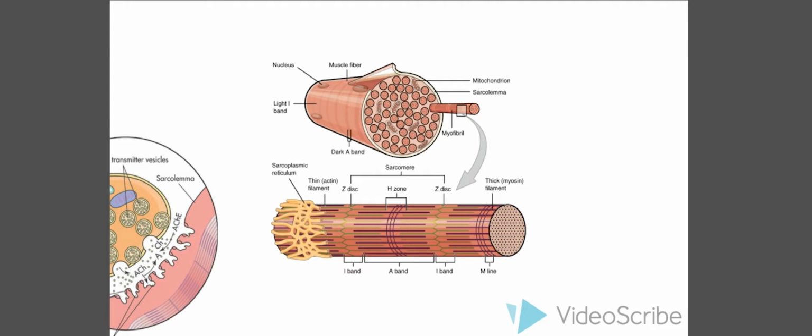Wrapped around each actin filament is tropomyosin. This filament blocks the myosin head from binding to actin. Troponin also sits on the tropomyosin and serves to move it out of the way in the presence of calcium, enabling the cross bridge to form.